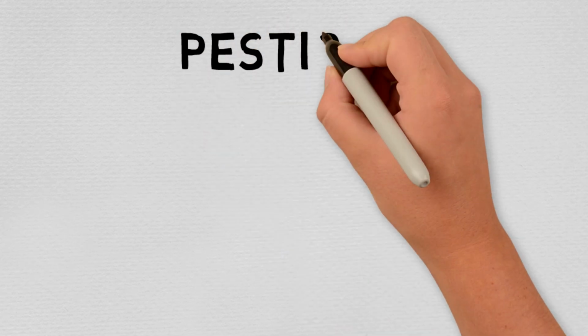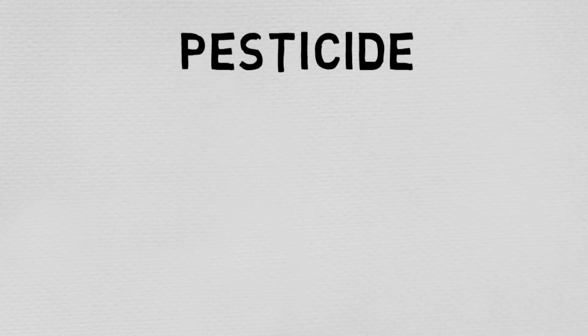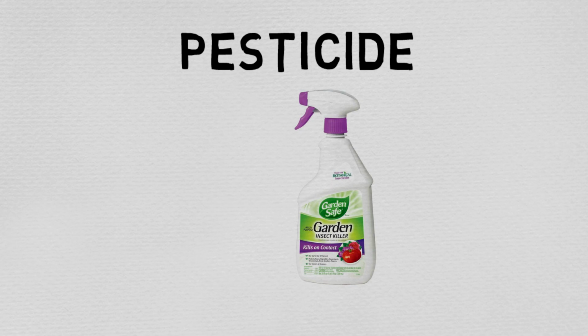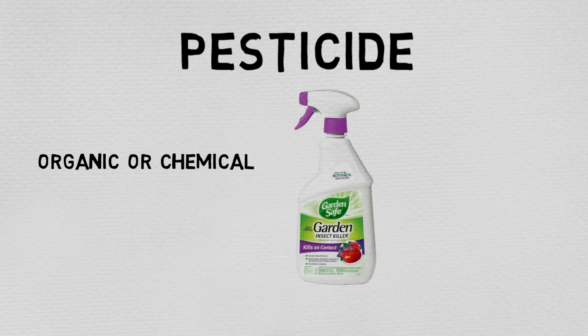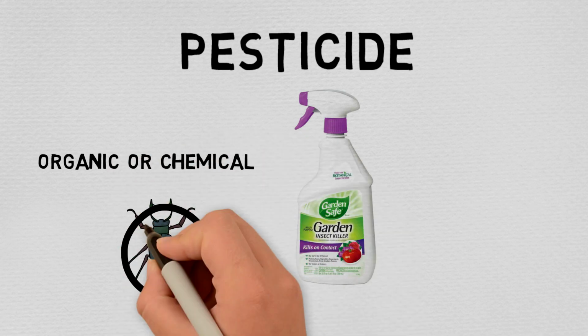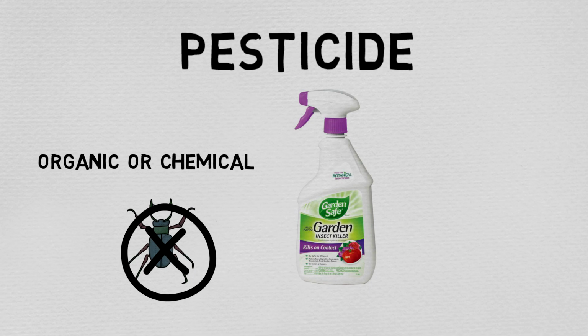Pesticide. Pesticides are substances that are meant to control pests or weeds. In general, a pesticide is an organic or chemical agent that deters, kills or otherwise discourages harmful pests in gardens or farms.